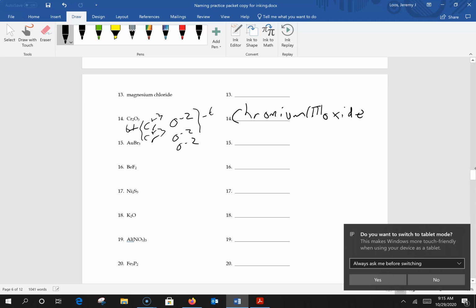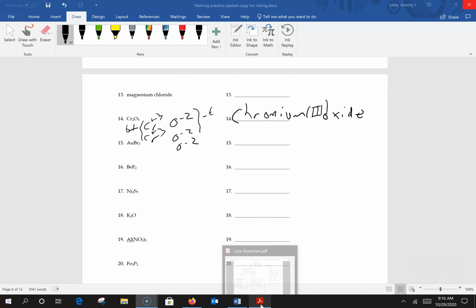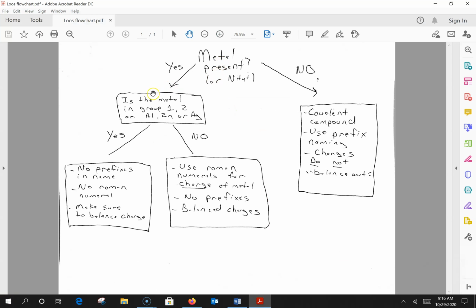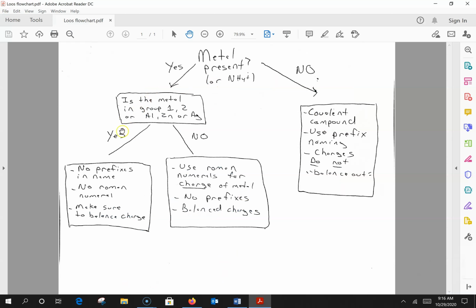1, 2, 3. Okay, so chromium 3 oxide, that's that one. Let's skip this one and look at this one, BeF2. Be is a metal. It's on the left side of the periodic table. Is the metal in group 1, 2, or specifically aluminum, zinc, silver? Yes, it is in group 2. It's right here. That's beryllium. So looking at our flow chart, the answer to the question is yes.